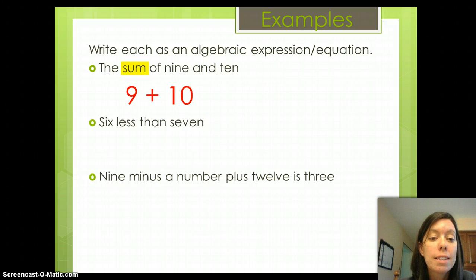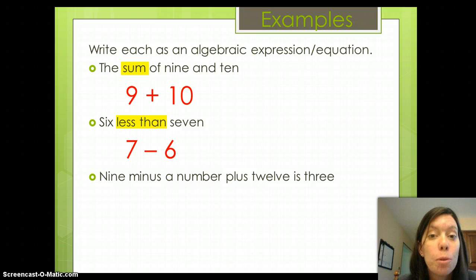The keyword in the next sentence, 6 less than 7, is less than. And that's kind of a tricky one because we have a tendency to think that this means minus, and it does, but you have to use it a little bit backwards. So instead of writing 6 minus 7, because of the word than, we have to do it in the other direction. 7 minus 6, because that would be what tells us a number that is 6 less than 7. That number would be 1 if we were actually solving this expression or simplifying it.